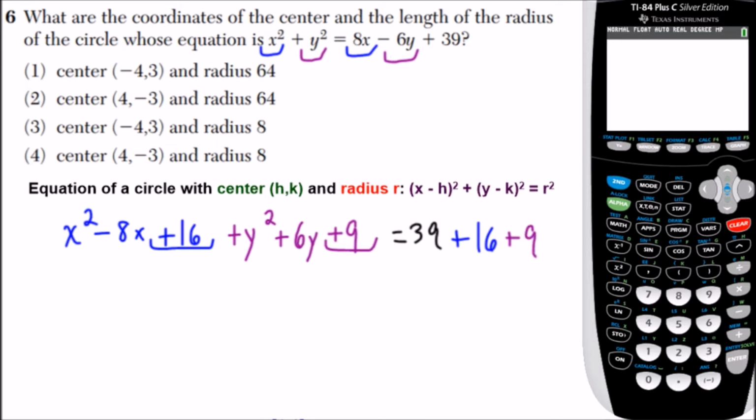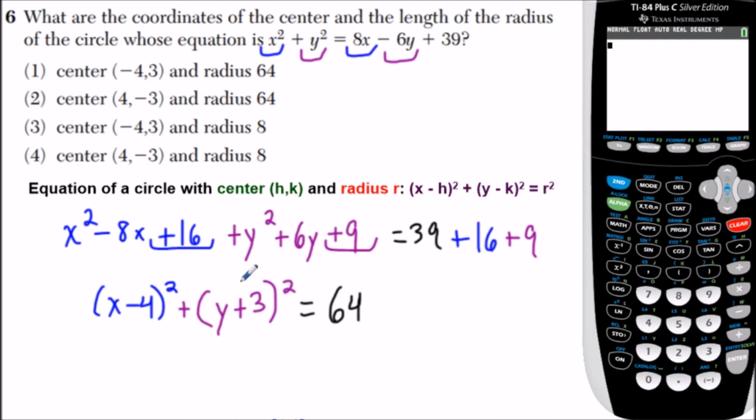So the way this problem is going to close out, the stuff here in blue, the x's, is going to factor to x minus 4 times x minus 4, which is x minus 4 squared. And now we've got plus, the stuff in purple is going to factor as y plus 3 times y plus 3. So we could just write this as y plus 3 squared. Now to the right of the equal sign, you just have to add the numbers. 39 plus 16 plus 9 works out to 64.